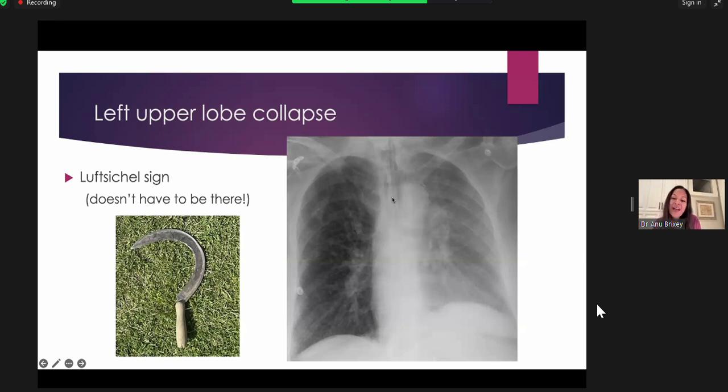And it's due to the fact that there is the aerated superior segment of the left lower lobe that's interposed between the aorta and the collapsed left upper lobe. Now, it doesn't have to be there, but if you see it, that's another clue that you may be dealing with left upper lobe collapse.